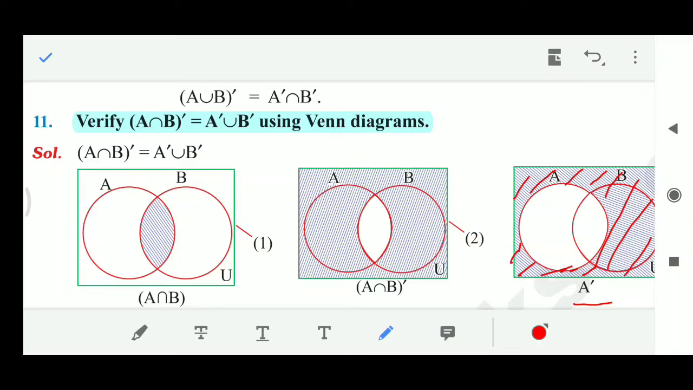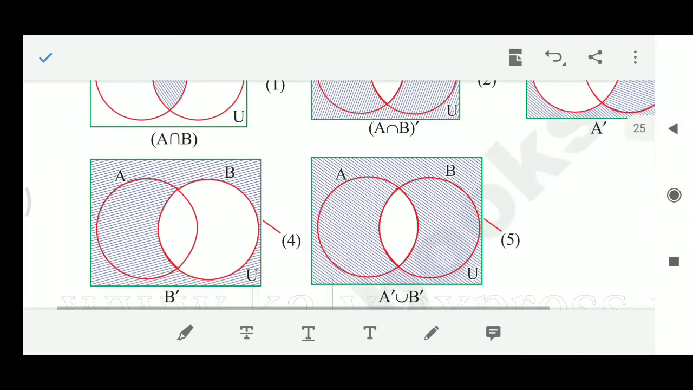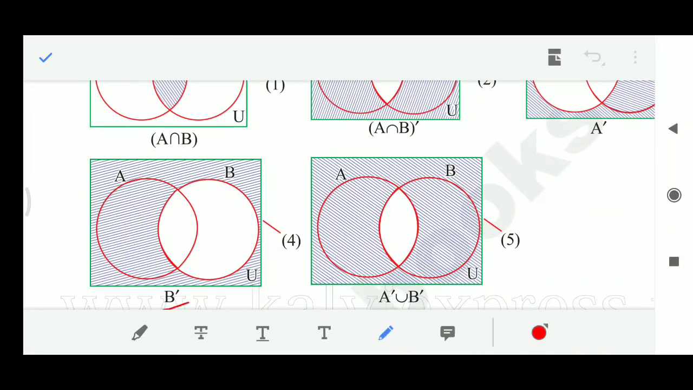Like that we are going to find the B dash. B dash is also the same as A dash. Here B is left out, and the remaining parts are shaded. Except B we are going to shade the remaining part, that is B dash. Next A dash union B dash, that is the union of sets A dash and B dash, gives this fifth diagram.